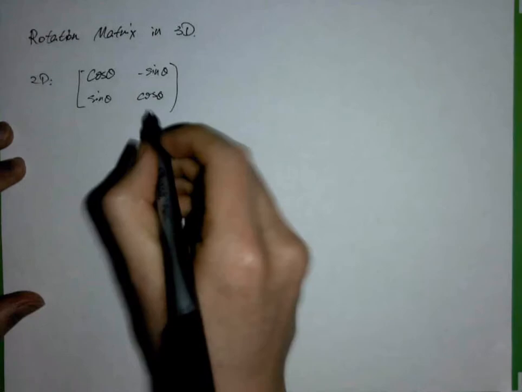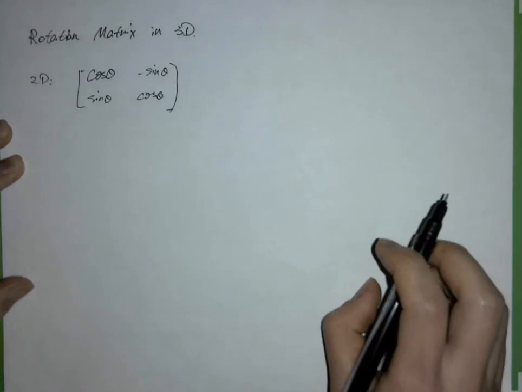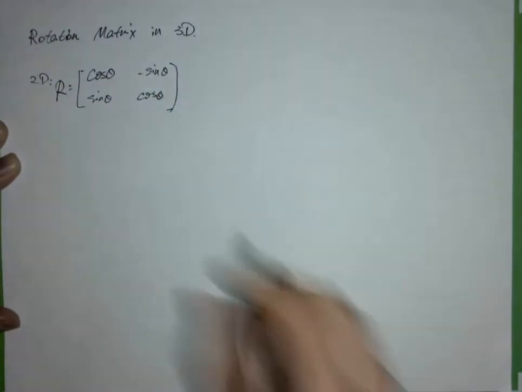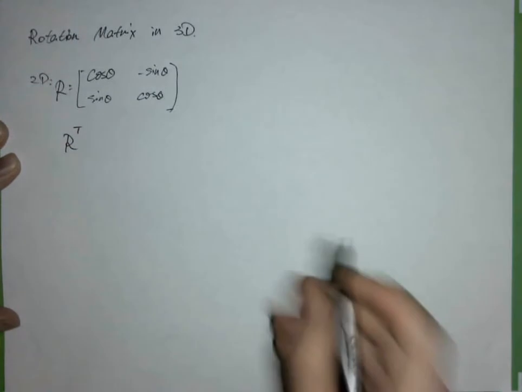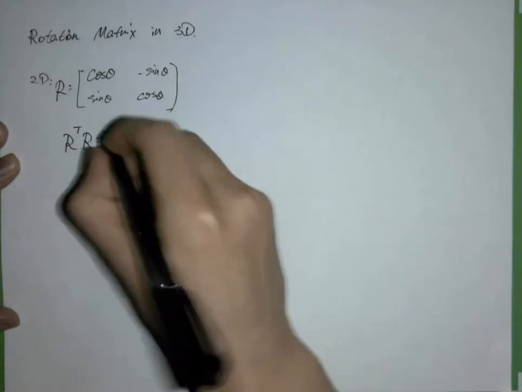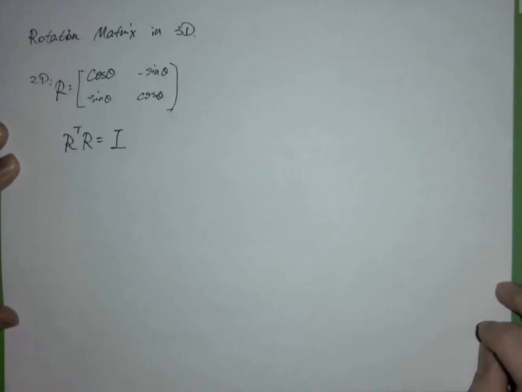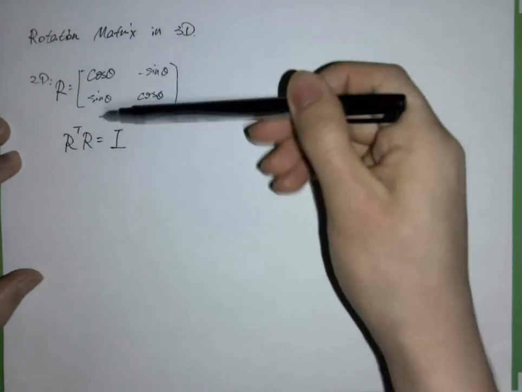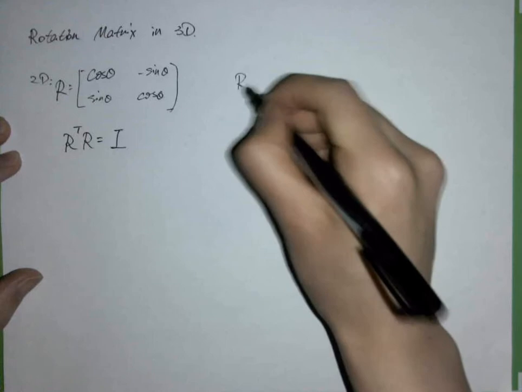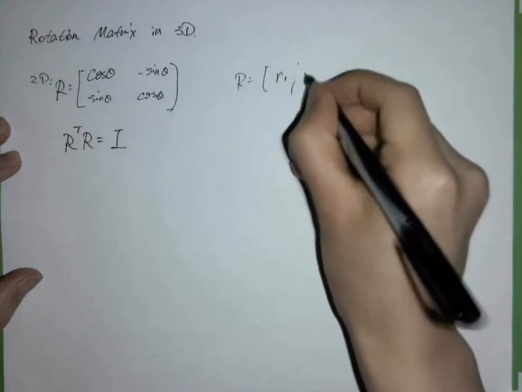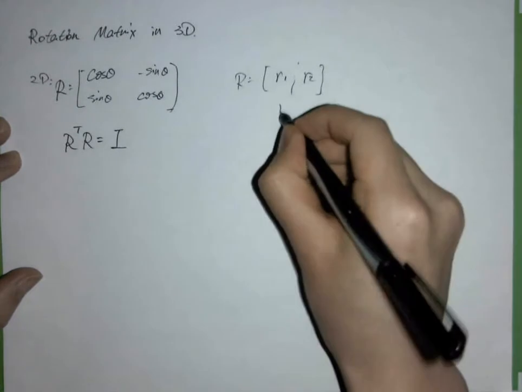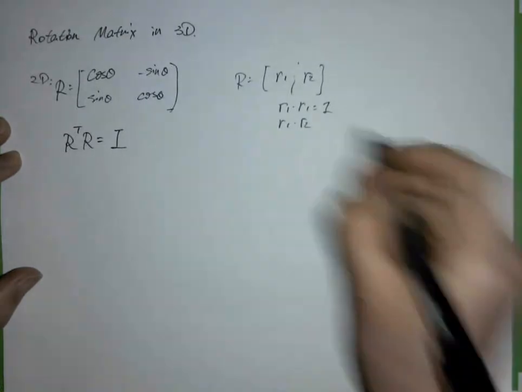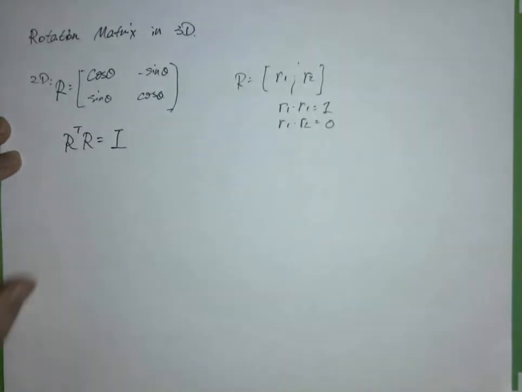And there are some nice properties of the rotation matrix. If R equals this one, the first thing is that the rotation matrix is an orthogonal matrix, which means that R transpose multiplied by R is identity. To be more specific, if I write the rotation matrix as R1 vector, R2 vector, we have R1 dot R1 equals 1, and R1 dot R2 equals 0. This is the property of an orthogonal matrix.